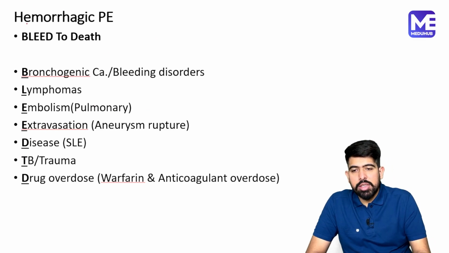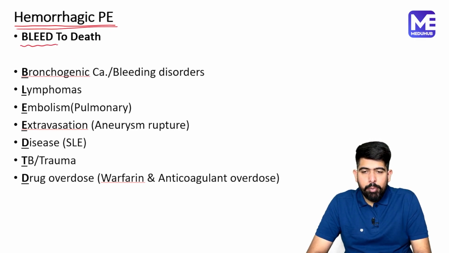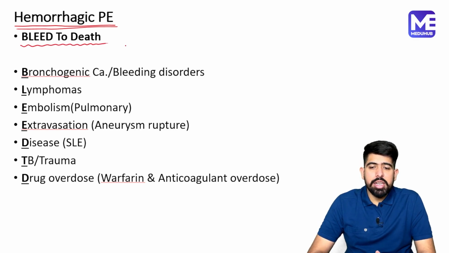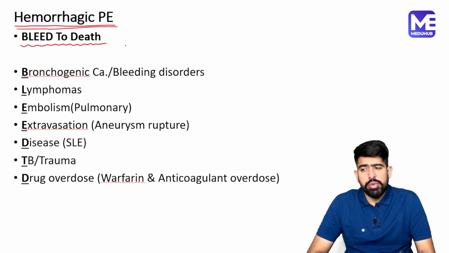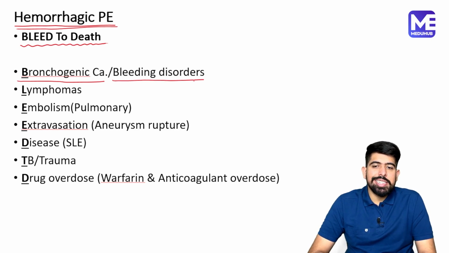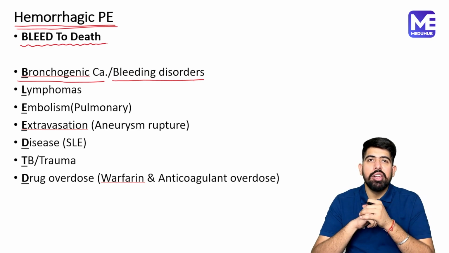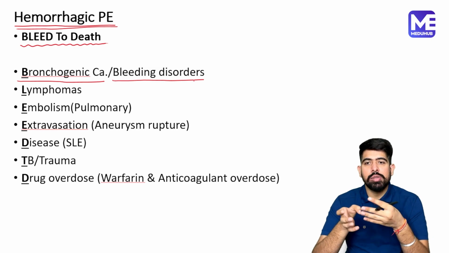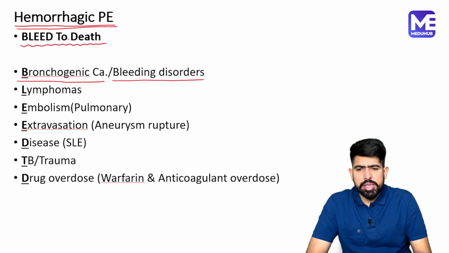Now further we are talking about the hemorrhagic pleural effusion. And the hemorrhagic pleural effusion will be remembered with the mnemonic Bleed to Death. Please remember the mnemonic Bleed to Death. And in which cases are we seeing the hemorrhagic pleural effusion? Please remember the first is bronchogenic carcinoma and bleeding disorders. In these conditions, we are seeing the hemorrhagic type. What is meant by hemorrhagic pleural effusion? Blood will accumulate in your pleural effusion. With this pleural effusion or exudate, the blood will be mixed, right? It will be red, like blood color, right?